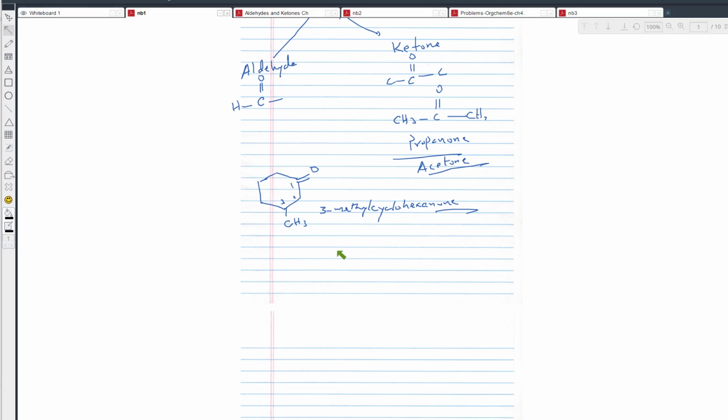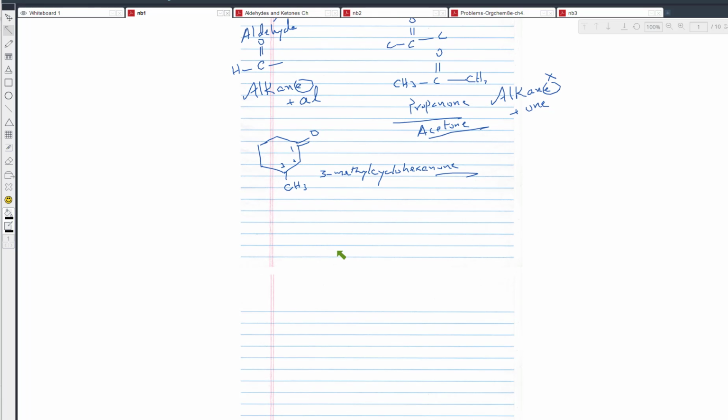For aldehyde, you take the name of the alkane, remove E and add AL. Make sure the A looks like A, not like O. And for ketone, you take the name of the alkane, remove the E and add O-N-E. Propanone, butanone, hexanone, and so on. Is it clear? Yes. So that's about how we give the naming and numbering.